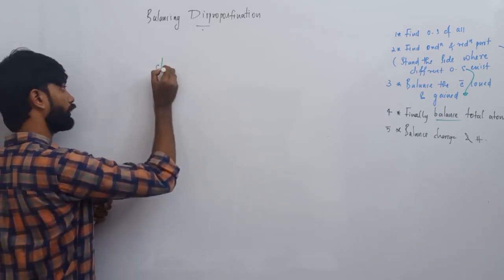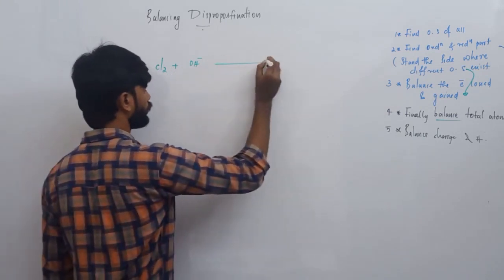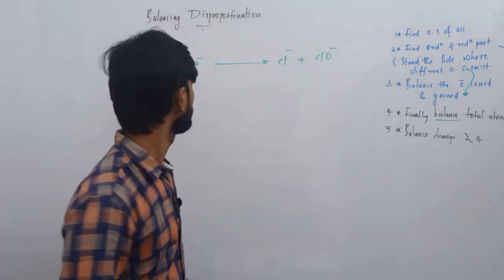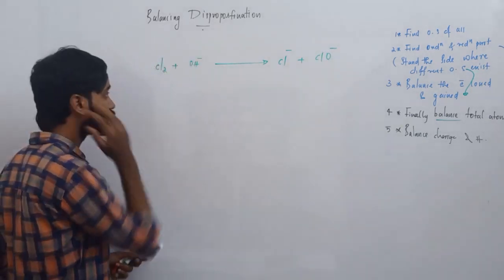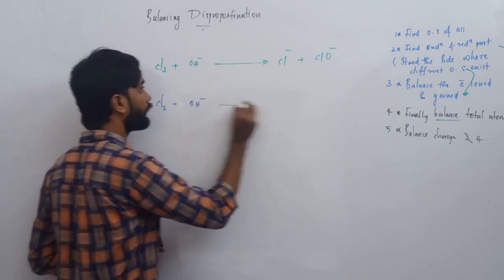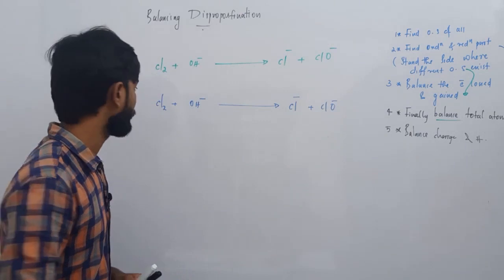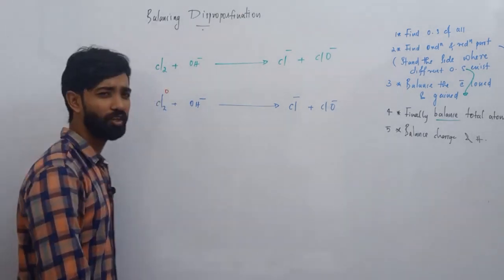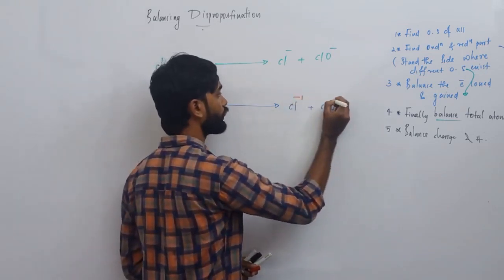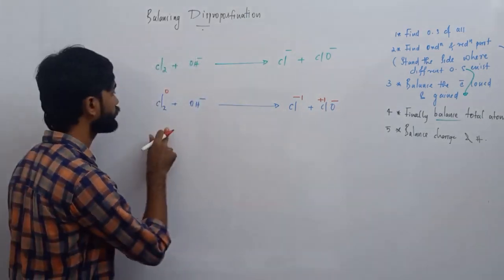Let us take the disproportionation of chlorine in the presence of cold dilute alkali to chloride and hypochlorite ion. This is in basic medium. Let me show the skeleton reaction and balance it in the same fashion. Find the oxidation state. Chlorine is the element which undergoes disproportionation, so you simply find the oxidation state of chlorine itself. Here chlorine is minus 1, there chlorine is plus 1, and here chlorine is 0.